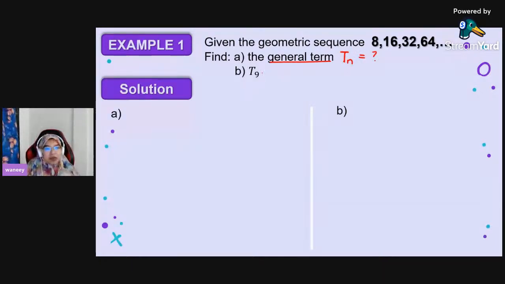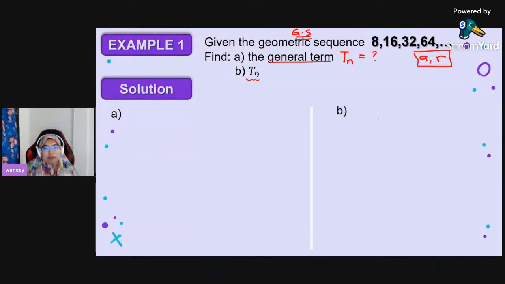And then the second one, you have to calculate what is T9. So basically, of course, you're going to do the first one first, find out what is the general term, and then we are going to substitute n with 9 in order to get T9. Now, for a geometric sequence, like I told you before, there are two things that you will need to find out. Firstly, you need to know what is your first term. The second one, you need to know what is your common ratio.